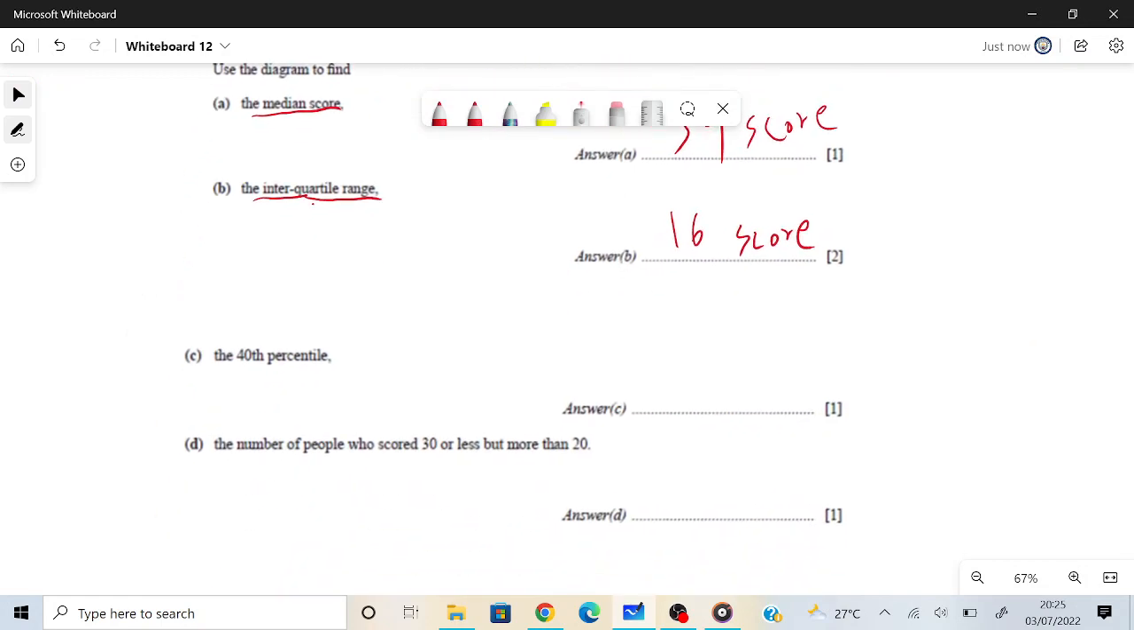Next question says the 40th percentile. Now if you remember, I said the upper quartile is the 75th percentile. I said the lower quartile is the 25th percentile. So what exactly is the 40th percentile? The 40th percentile is nothing but 40% of the frequency. They could ask 50th percentile, they could ask 93rd percentile, they could ask 26th percentile. It's just the percentage of that, so in this case 40% of the cumulative frequency.